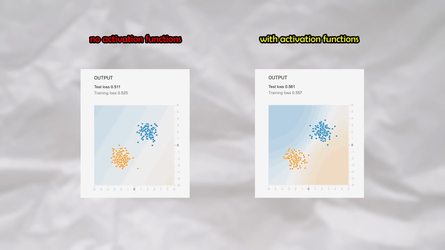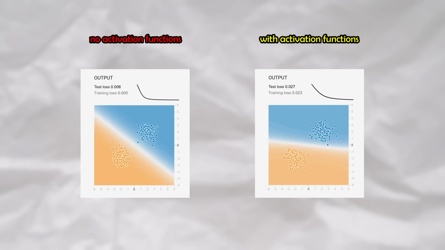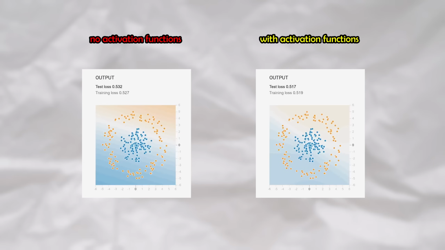Let's use this data to train a neural network with no activation functions versus a neural network with activation functions. In this case, since our data is linearly separable, both networks are able to learn a reasonable decision boundary. Now, let's see what happens if we use a more complex dataset, which is more representative of something that we might see in the real world.